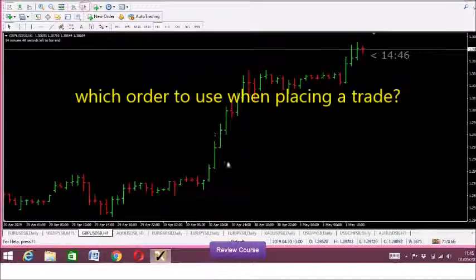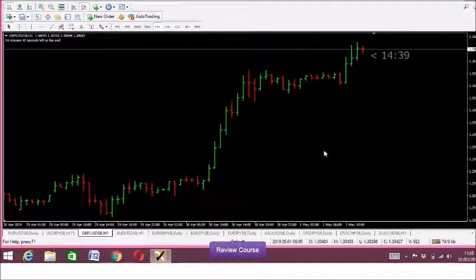So we have a chart here, an hourly chart, GBP USD, also known as cable, one of my favorite currency pairs. And here we can see we have a timer, one of my own indicators which I have installed on here. You can see we have 14 minutes remaining for the bar to finish.